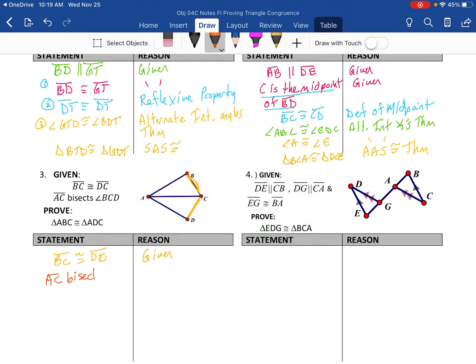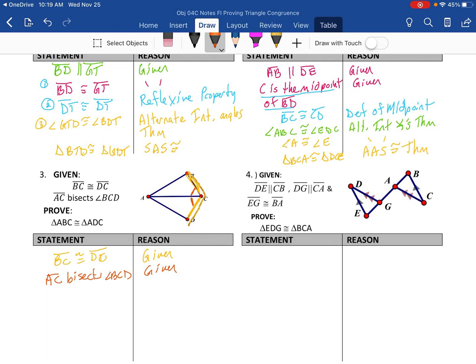You're also given that AC bisects angle BCD. Now I can't mark anything in my diagram, but here is angle BCD, okay? If it's bisected, then I know for sure that this angle must be congruent to this angle. They have to be congruent to each other because of the definition of bisect.